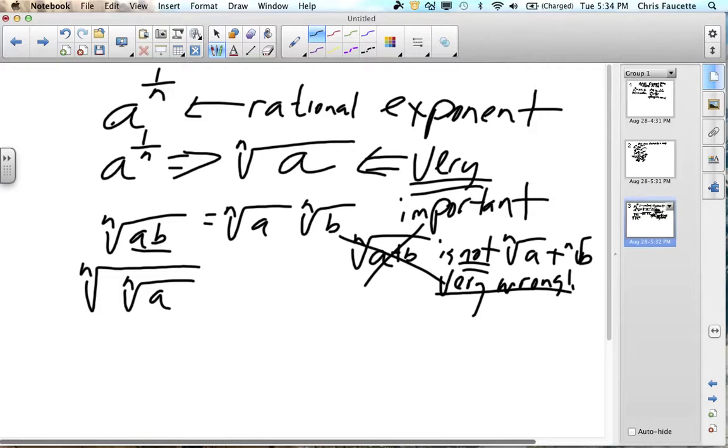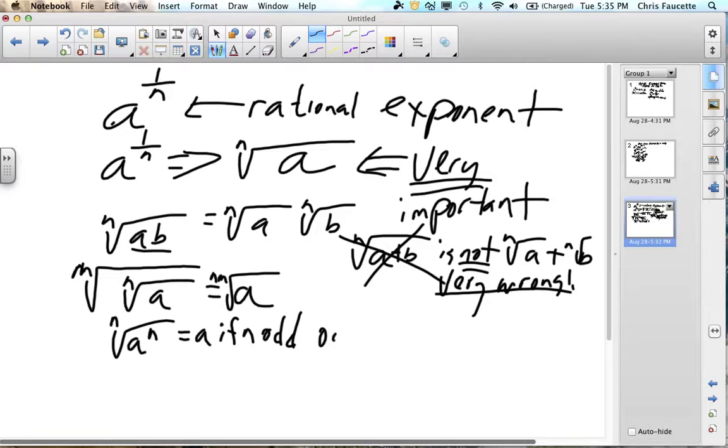If I got two radicals nestled like this, it's the same as multiplying these two powers, to get what your radical is. Equals A if n is an odd number, or the absolute value of A if n is even. And the reason for this is to make sure that we keep real numbers in here.